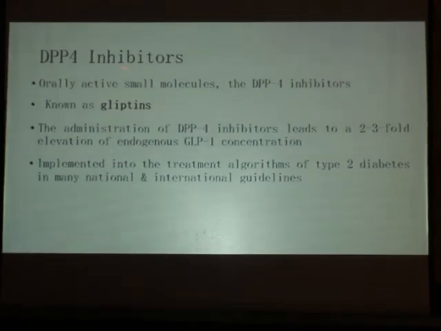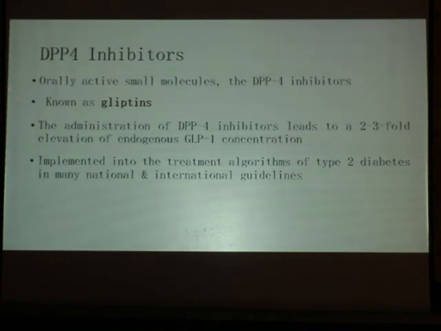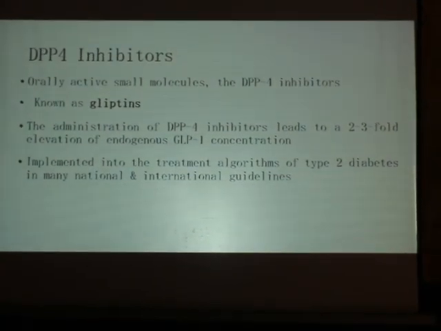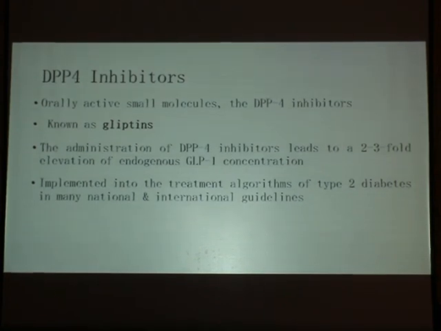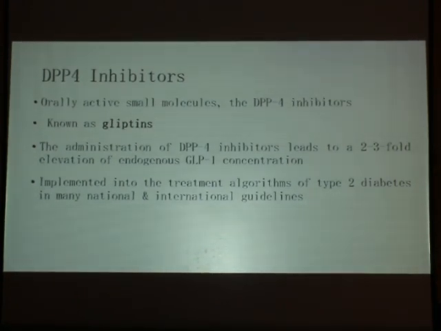What are DPP-4 inhibitors? They are orally active small molecules, known as gliptins. You ingest these, they go to the ileum and the jejunum, and there are two types of cells, the K cells and the L cells. They go and stimulate these cells, and two molecules are secreted. These molecules are GLP-1 and GIP. They go to the pancreas, they knock at the door of the beta cells and secrete more insulin. Upregulation. They go and slap the alpha cells and reduce the secretion of glucagon, downregulation of alpha cells. The administration of DPP-4 inhibitors leads to a 2-3-fold elevation.